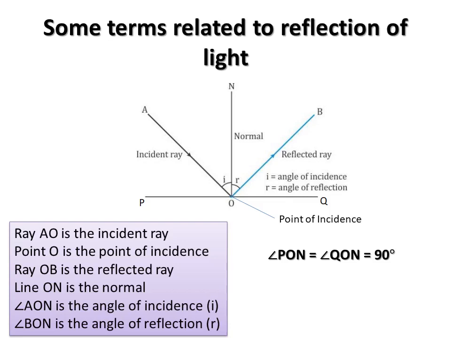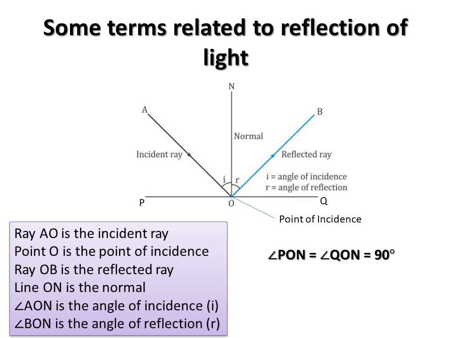Now we will learn the terms related to the reflection. So here ray AO is the incident ray. Can you see in the diagram? Ray AO is called the incident ray. Point O is the point of incidence. Ray OB is the reflected ray. Line ON is the normal.